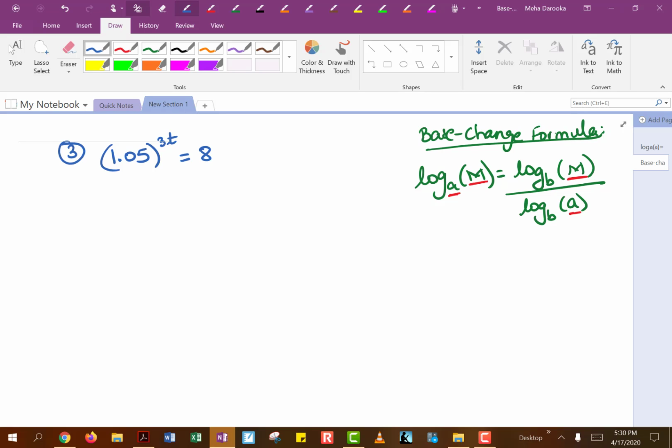Now remember, the other way could be that you have this expression over here, you can take a natural log on both sides, or you can take a common log. I'm just going with the natural log here.